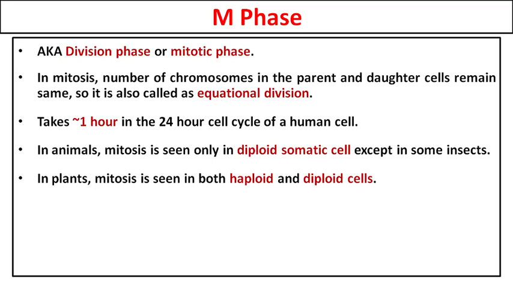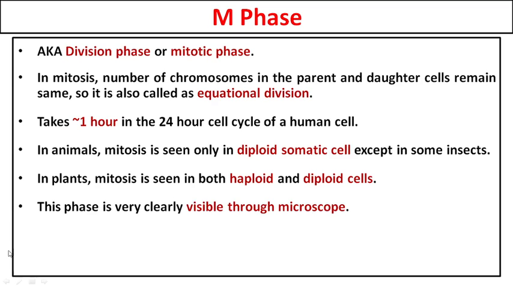Okay, and there is diploid sporophyte, which can also grow into a multicellular plant, right? So in plants, mitosis can be seen in both haploid cells as well as diploid cells, while in animals it is seen only in the diploid cells. This phase is very clearly visible through a microscope. So if you are looking through a microscope, M phase will be very easily identifiable.